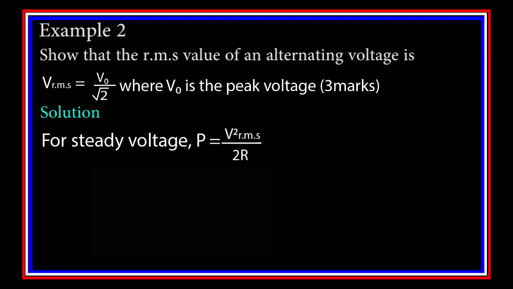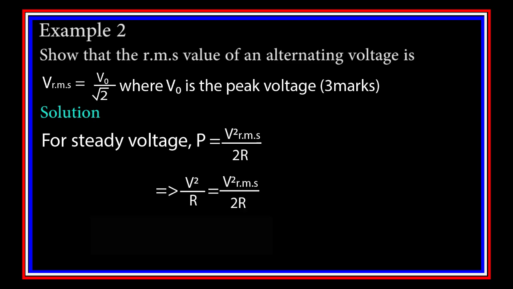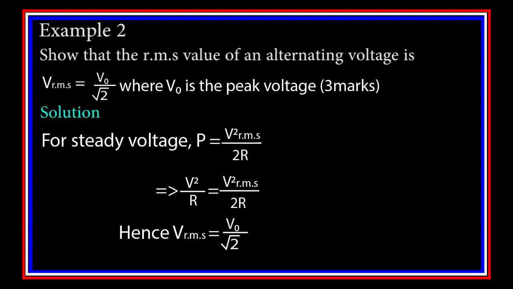For steady voltage, P is equal to V squared RMS over R. Equating, V naught squared over 2R is equal to V squared RMS over R. Hence, VRMS is equal to V naught over root 2.